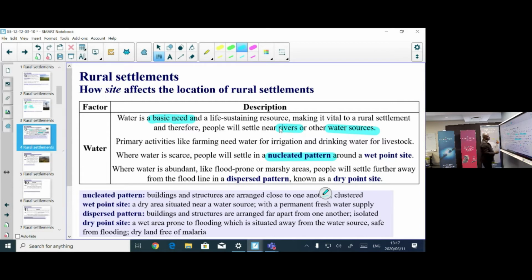So we have a nucleated pattern around a wet point. Where water is abundant, like flood-prone or marshy areas, people will settle further away from the river in a dispersed pattern known as a dry point site. So we do have our definitions here. I'm not going to touch on them now. You can take a screenshot and view it, or you can view this video when it's on YouTube.